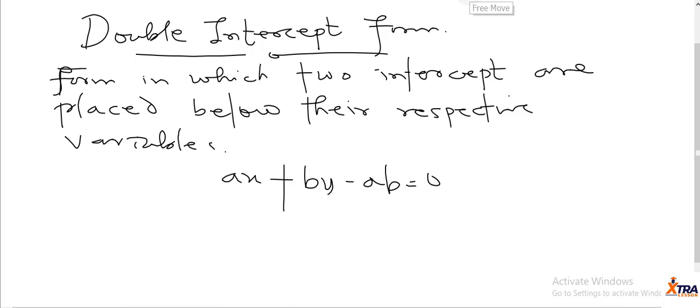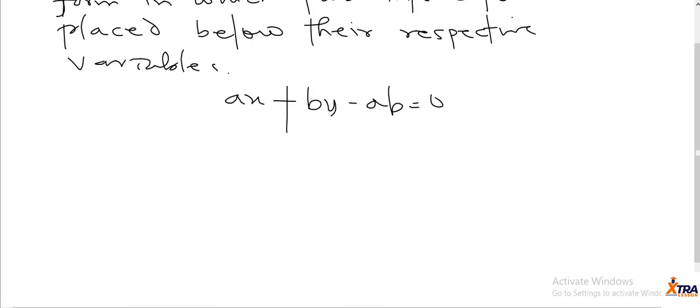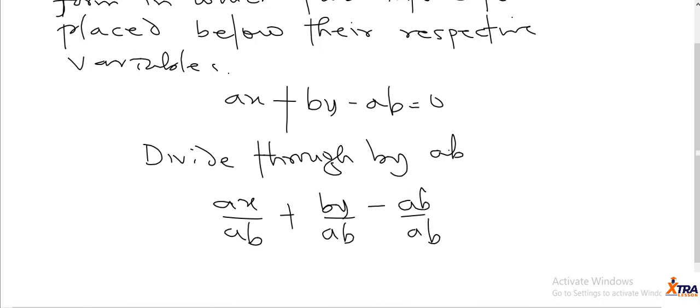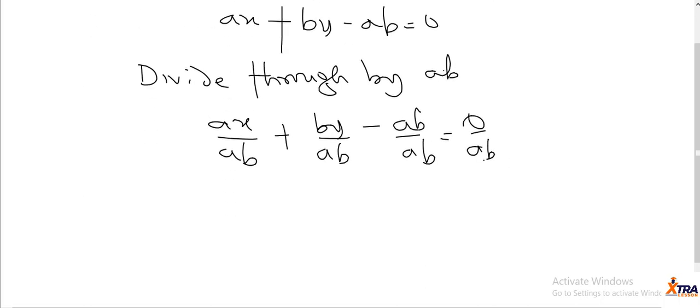So if you have something like ax plus by minus ab equals 0, we have to divide by ab. So you're having ax over ab plus by over ab minus ab over ab equals 0 over ab. So this will give us, a will cancel a, we're having x over b, plus b will cancel b, we're having y over a, minus 1 equals 0.